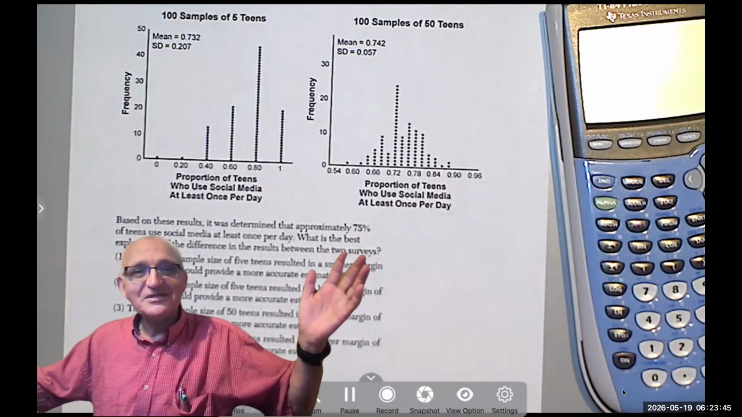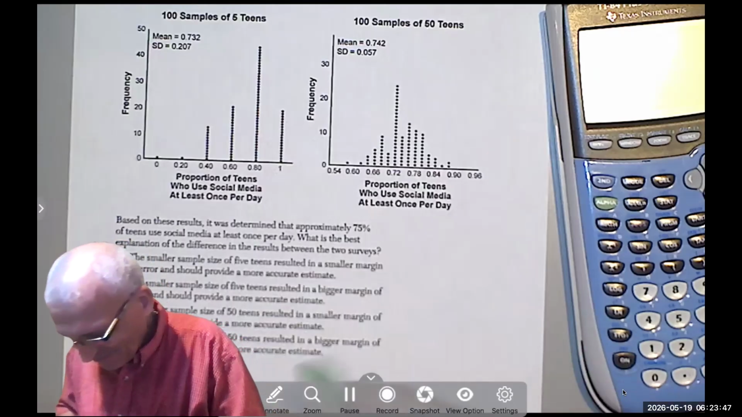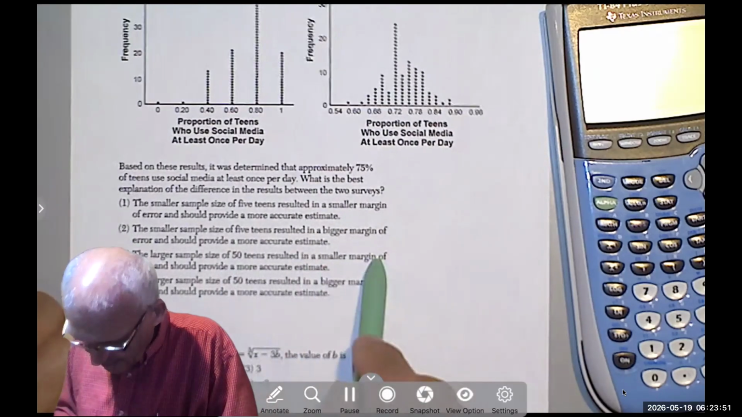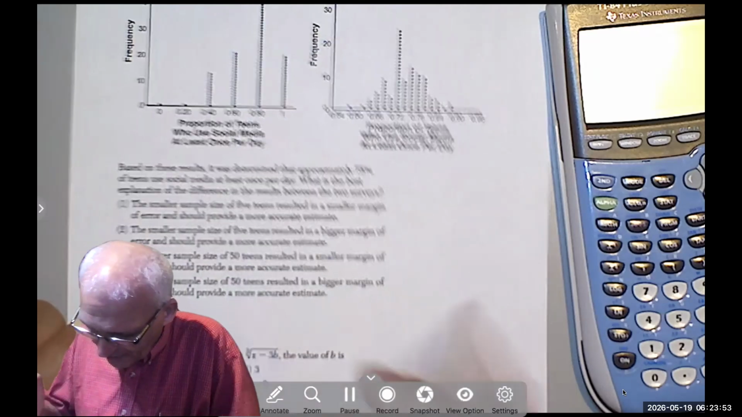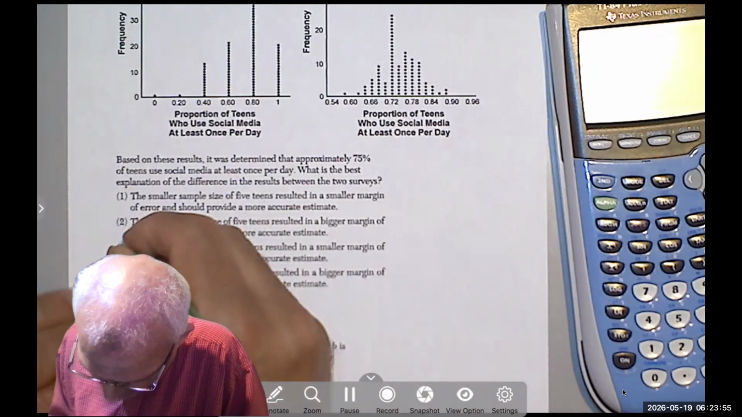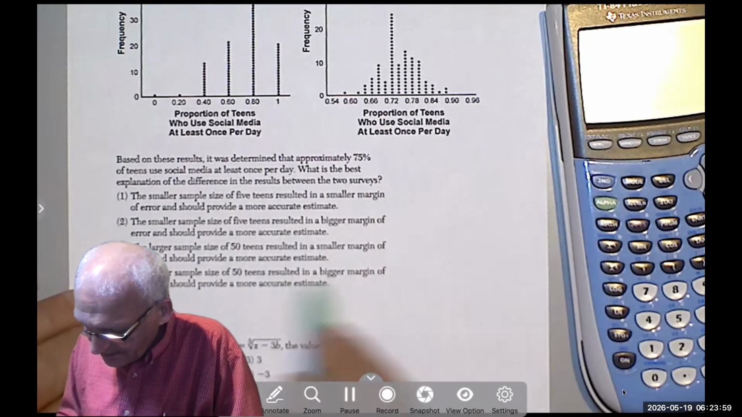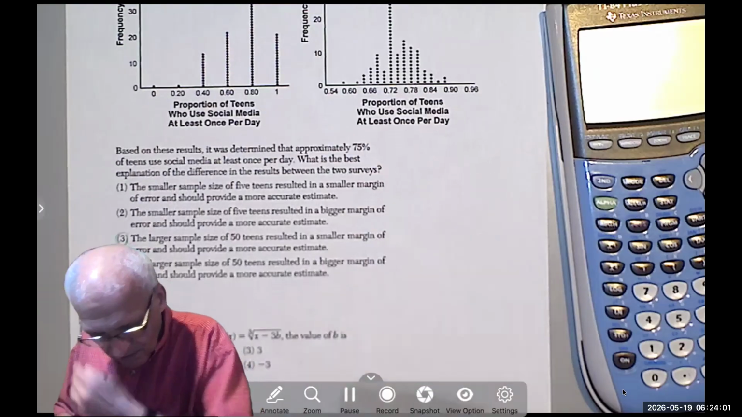So more error is more accurate? No, of course not. The larger sample of teens resulted in a smaller, yes, and should provide a more accurate estimate. Yeah, absolutely, 3. And here it says it has bigger margin of error. No, that's wrong, of course.